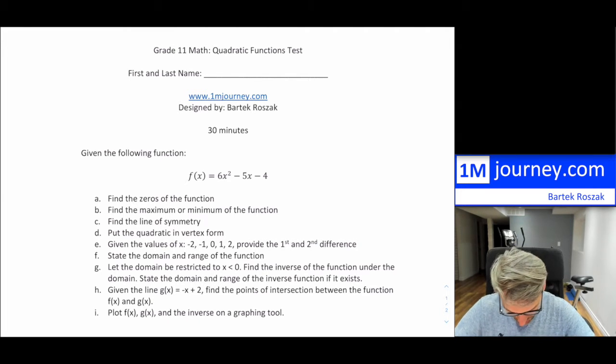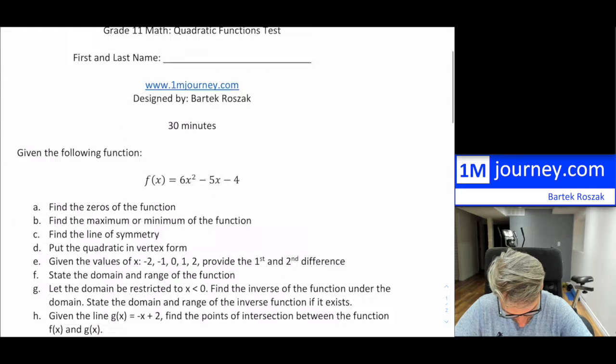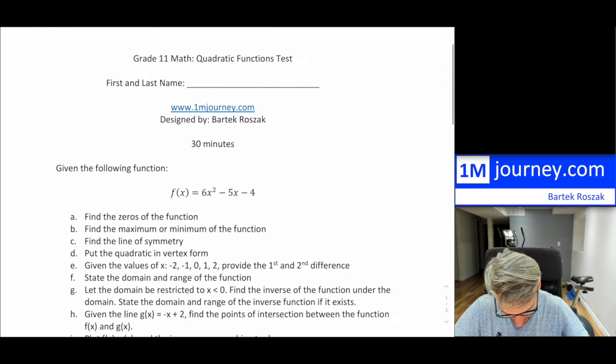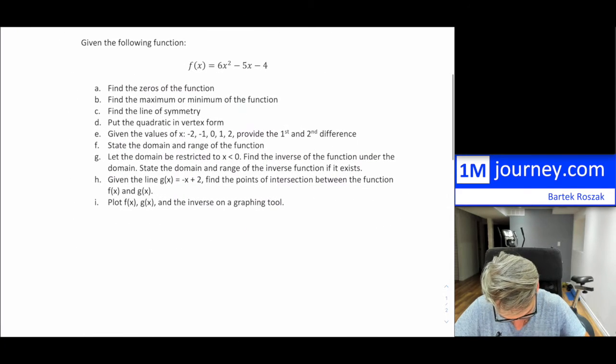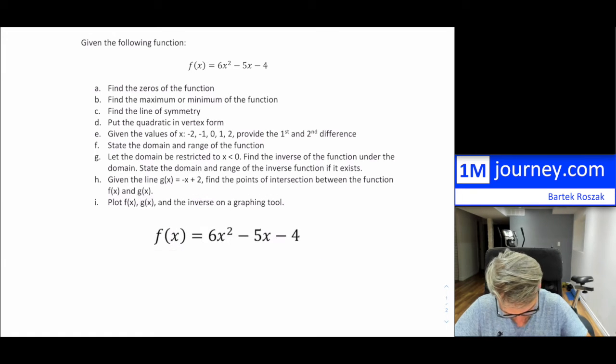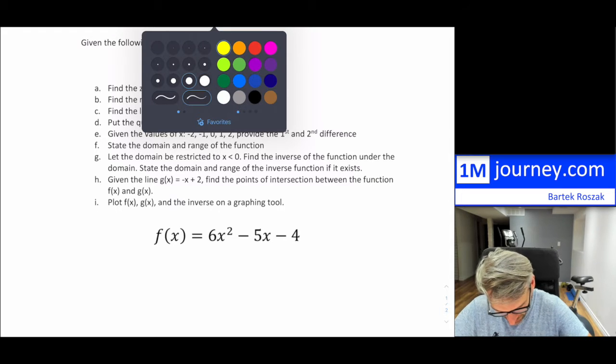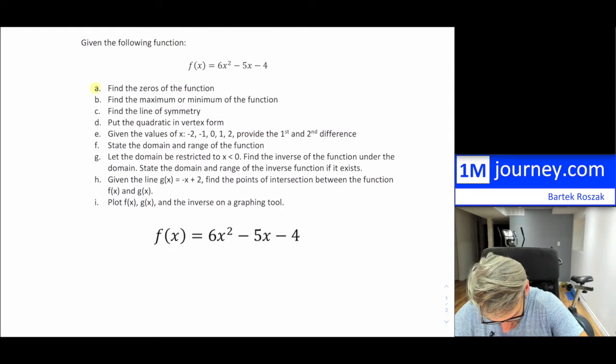Okay, so there is one major question here, and it is related to this quadratic function right here. I'm going to copy this down for myself, and then step through every single part. So part A is to find the zeros of this function. That's the first thing we're going to do.